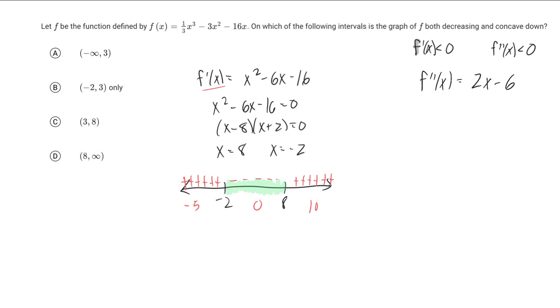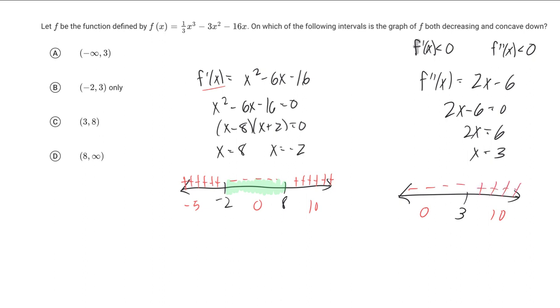2x minus 6. Set that equal to 0. Get x equals 3. All right, so 3, my test points. If I plug in 0, I'm going to get a negative value. If I plug in 10, I'm going to get a positive value. So my second derivative is negative. I'm concave down to the left of 3.